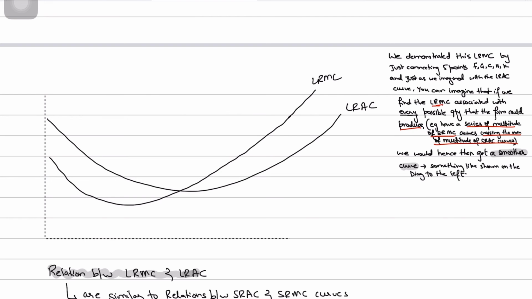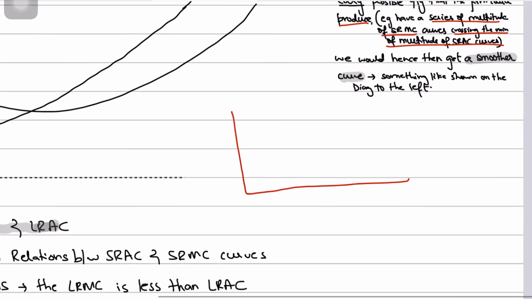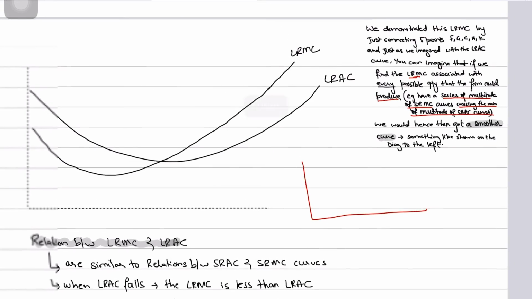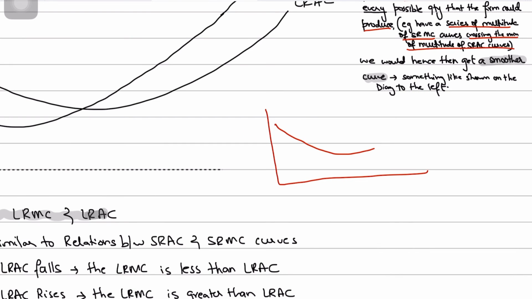Now, before moving on, what I want you guys to know is that students make a mistake here, because you need to understand that this long run marginal cost curve is flatter. When I'm checking the papers, I see that students draw the long run average cost curve like this, and then they draw the long run marginal cost curve like this, because this is how the short run marginal cost curve is.